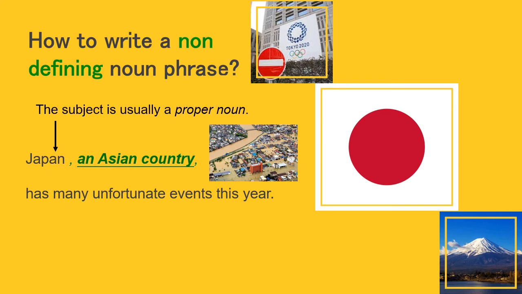So here, Japan is the name of a very famous Asian country. And imagine if the non-defining noun phrase was not here in this sentence, the readers would still perfectly understand this sentence. So that's why you can see here the non-defining noun phrase reads an Asian country, and you know it is not very specific, but it is sufficient because we are only writing a non-defining noun phrase in this sentence.